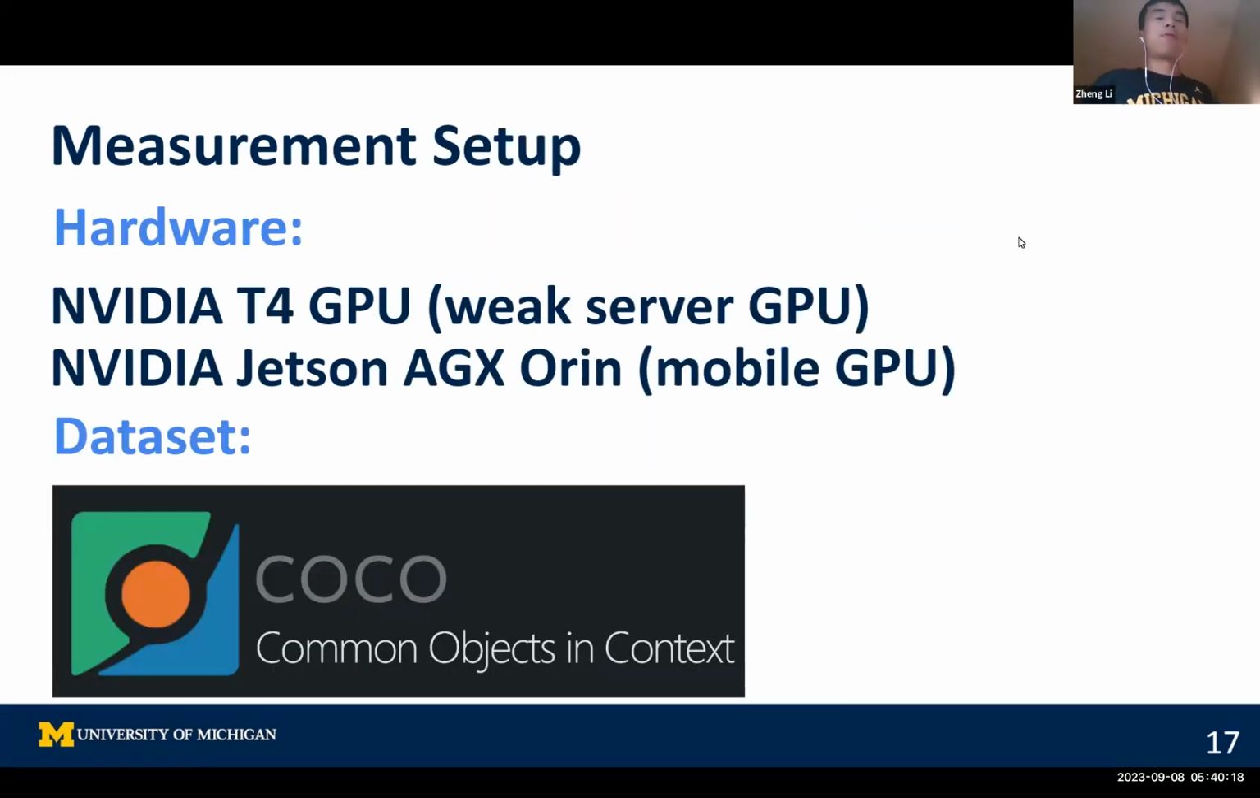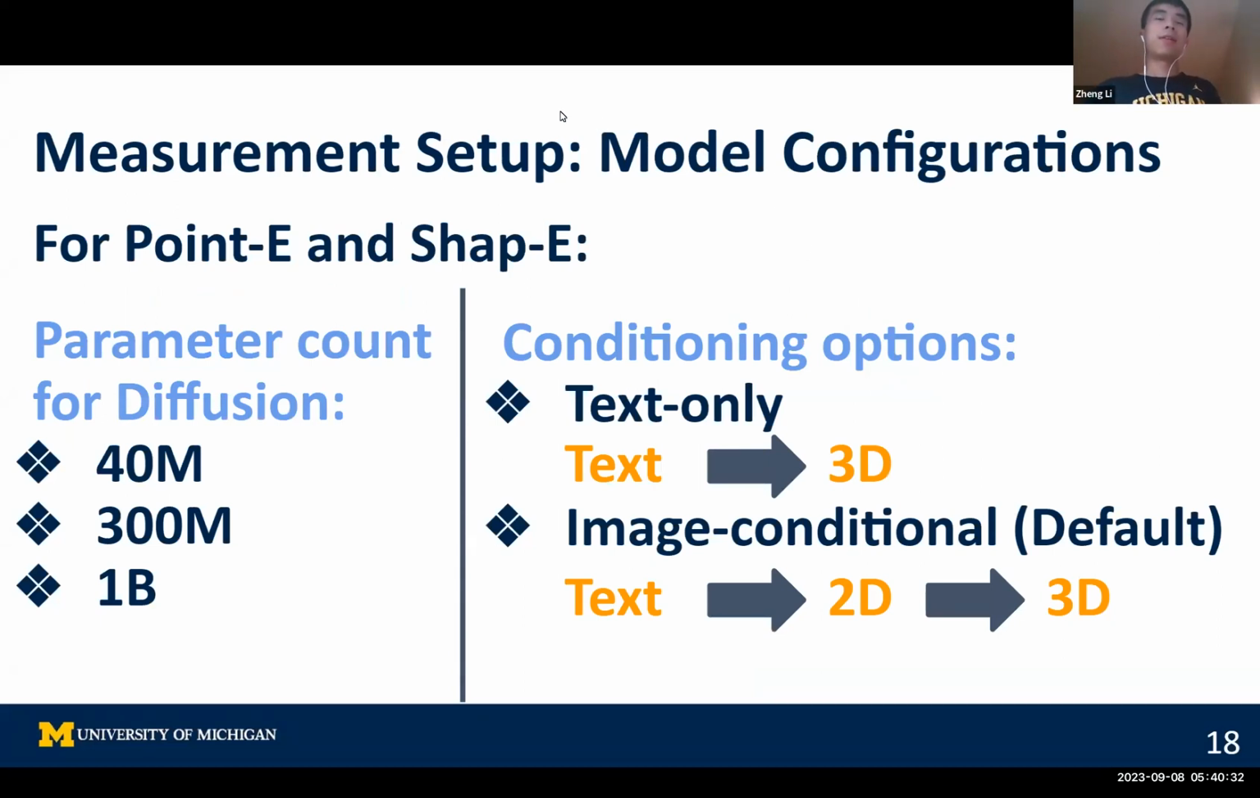So here are some basic setups for measurement. We use both server GPU and mobile GPU for measurement. And we also use the COCO dataset, which is a widely used computer vision dataset. And here are some model configurations. We test models with different parameter counts and also different condition options. For example, there is a text-only version, which means that the model will directly transform text into a 3D model. And for the image conditional option, the model will first transform text to a 2D image and then transform the 2D image into a 3D model.